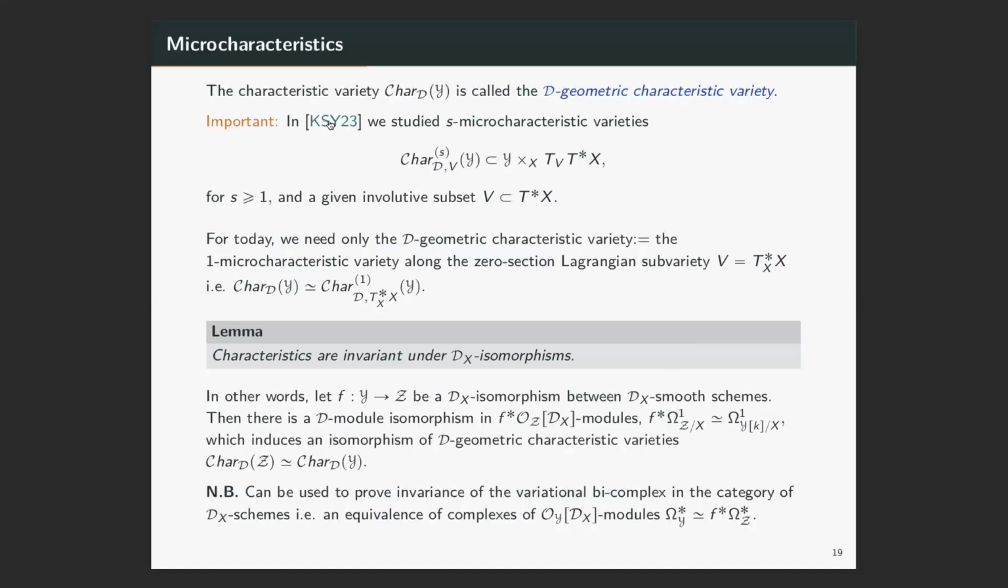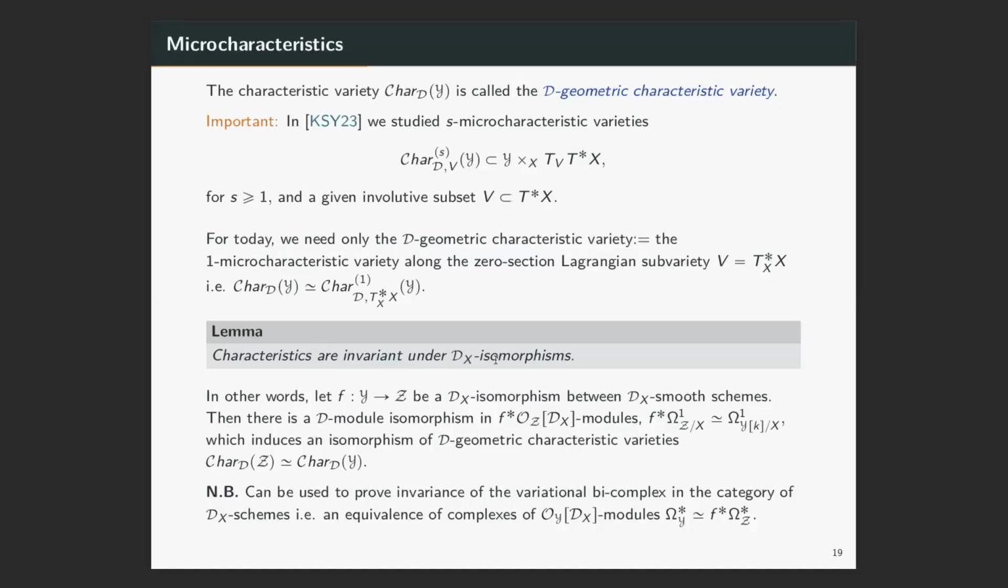And so in our first work with Sheshmani and Yao, we discussed this notion, at least set out the preliminaries for understanding S micro characteristic varieties. These allow you to have singularities that are maybe restricted along involutive submanifolds of T star X. The one that we care about is essentially the microcharacteristic one for certain cases. And it coincides with the characteristic variety in the usual sense, if we take the zero section of our cotangent bundle.